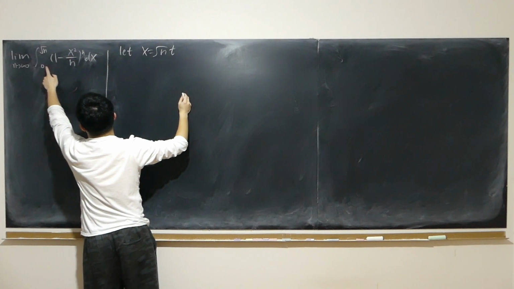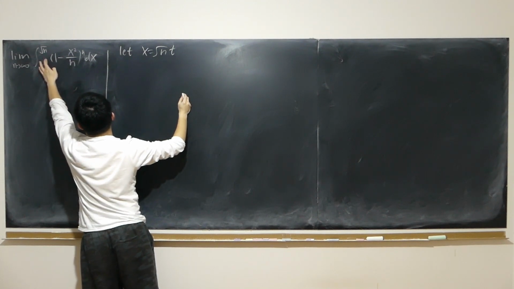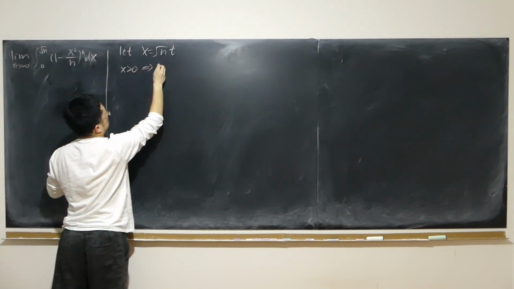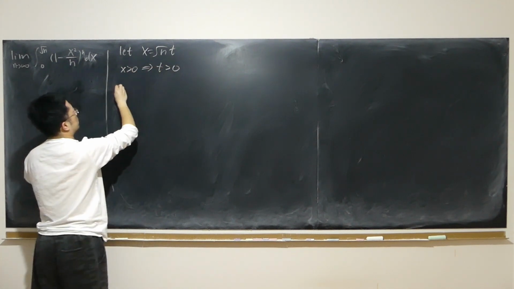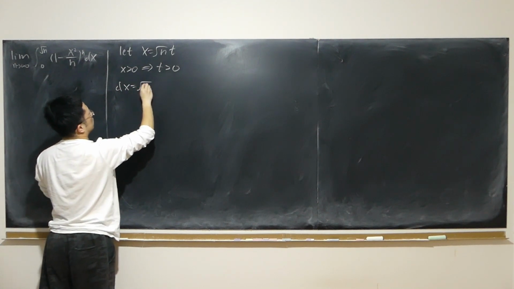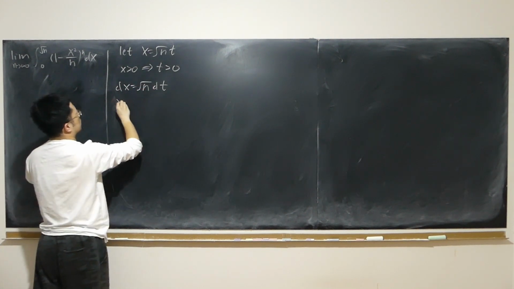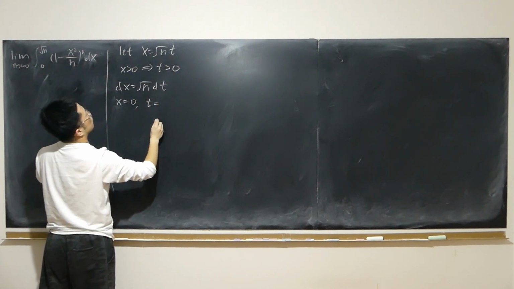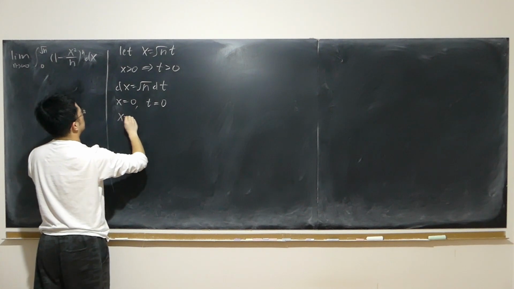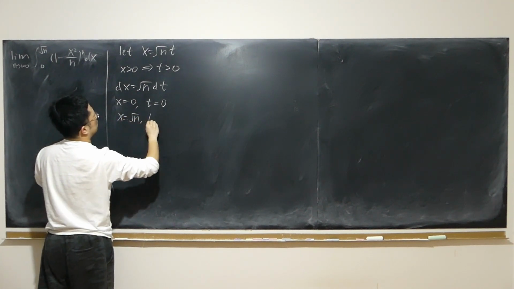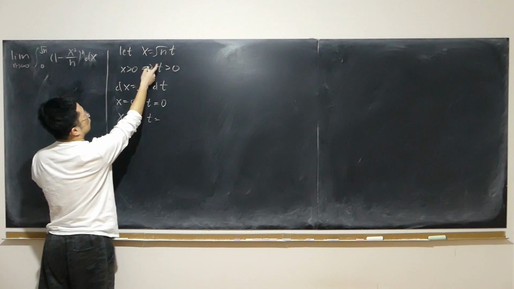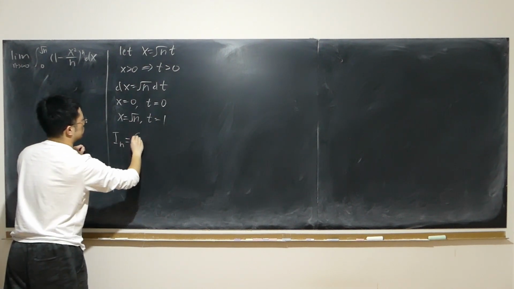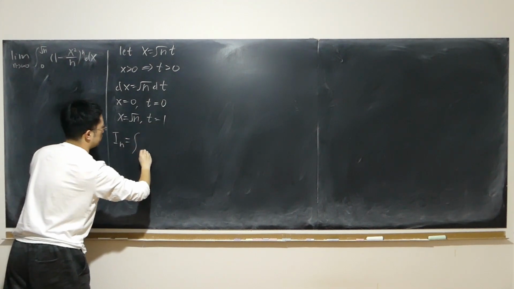Notice the boundaries are positive, 0 to positive, so x must be positive, which means t must be positive. That way dx is equal to square root of n dt. When x is equal to 0, t is equal to 0. When x is equal to square root of n, then t is equal to 1. So the new boundaries are from 0 to 1.